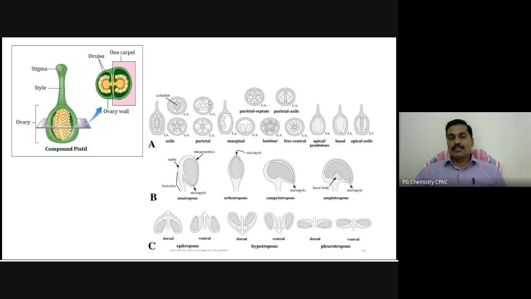That is called parietal placentation. The ovule is attached to the margin of the inner layer of the wall. That is called parietal placentation. If the ovules are arranged on either one side of the ovary, it is called marginal placentation. Example, beans. If you take any beans, the ovules, that is the seeds, are attached to any one side. Okay, that is marginal placentation.